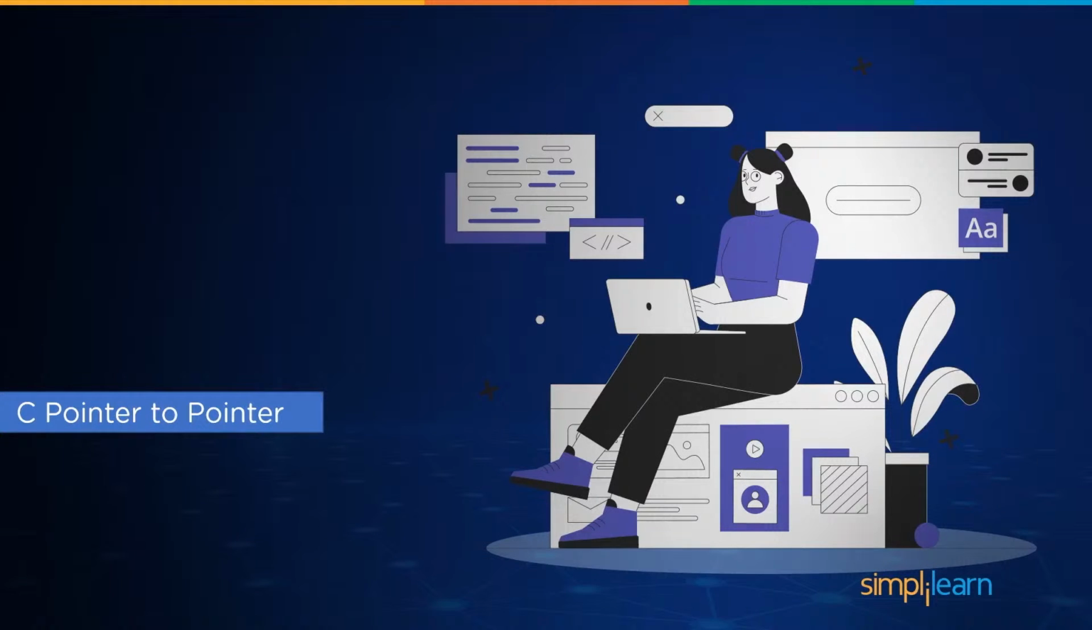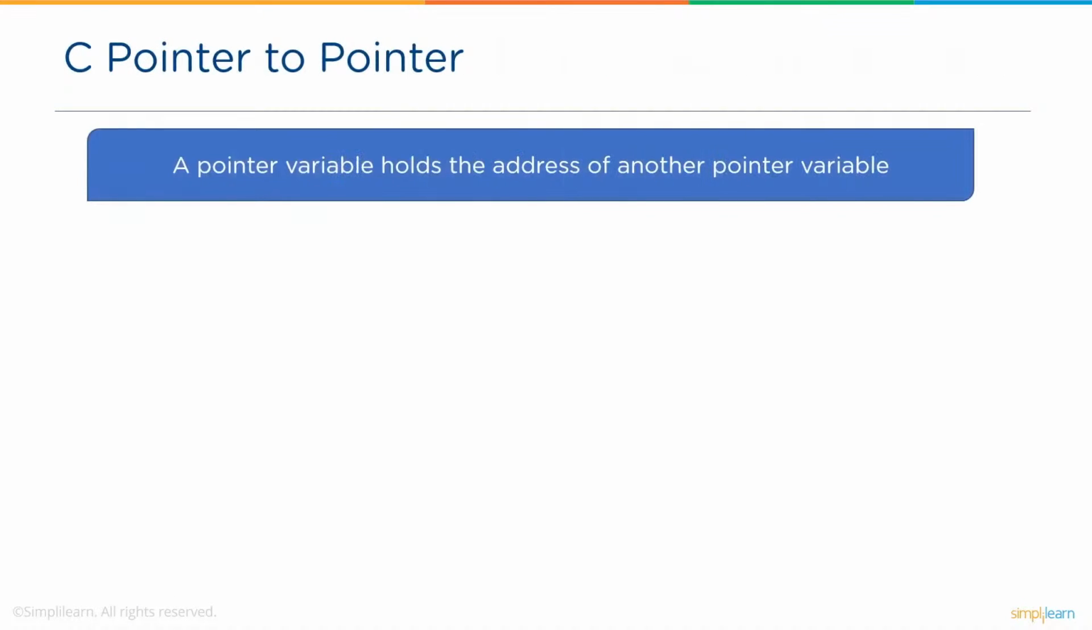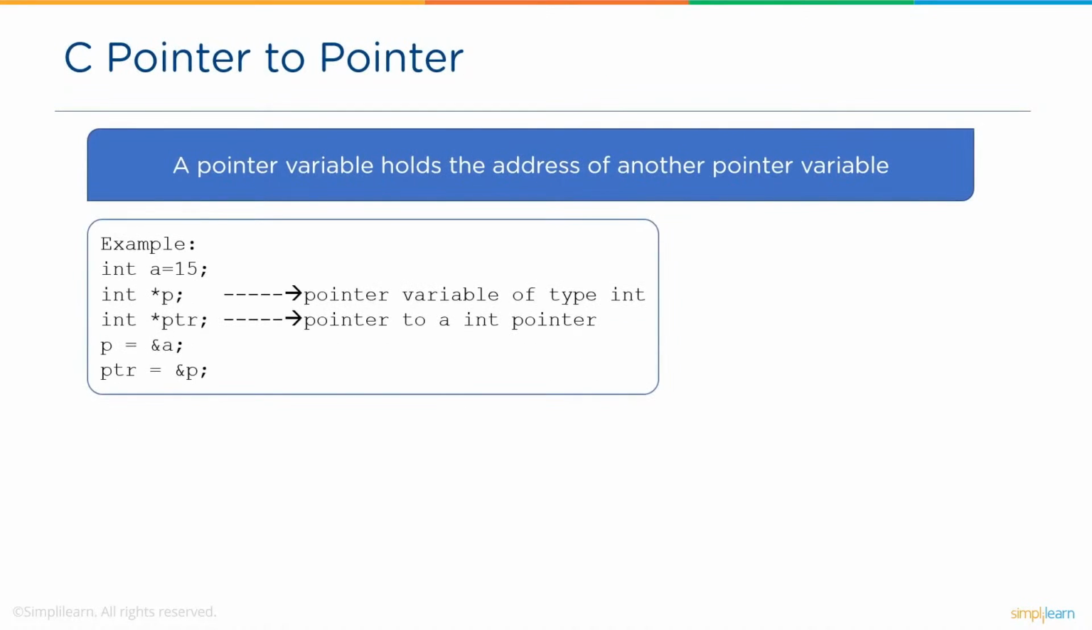Let's now look at the pointer to pointer. A pointer to pointer is nothing but a pointer variable that holds the address of another pointer variable. For example, first we have declared the integer pointer variable p, and in the second declaration we have ptr, which holds the address of another integer pointer variable p. Let's understand better by looking at the diagram.